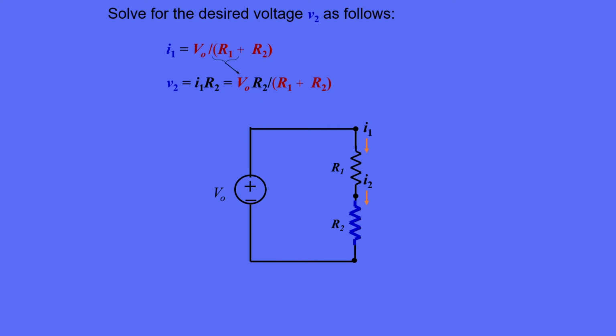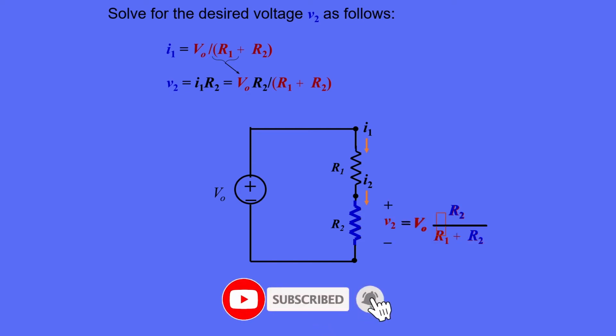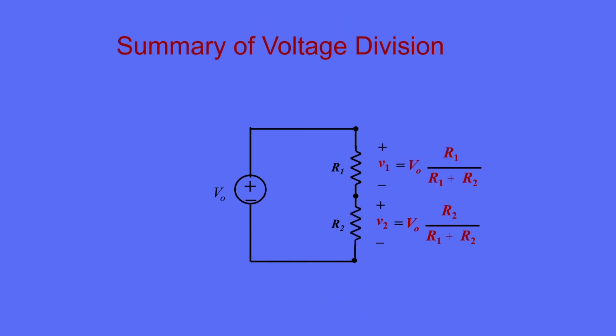In this case, I2 is the same as I1. So to get V2, we simply have to multiply its resistance R2 by I1, as shown in this equation. Here's the voltage division formula again, this time applied to R2 and the voltage V2. The circuit diagram and formulas shown below summarize the voltage division principle. It might be a good idea to print out this slide and keep it in a notebook for reference. It's also well covered in the textbook.